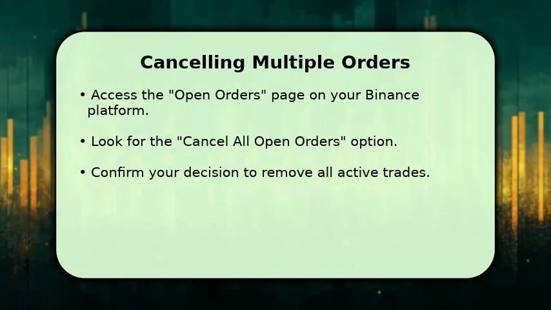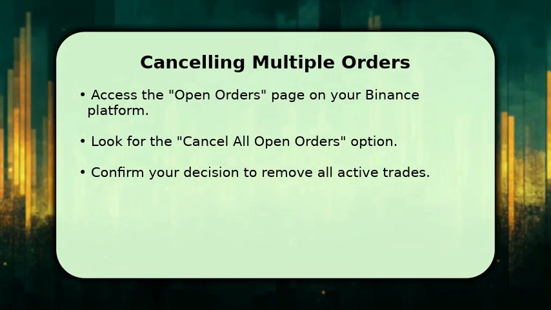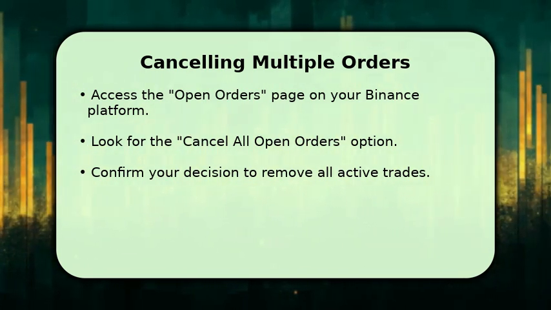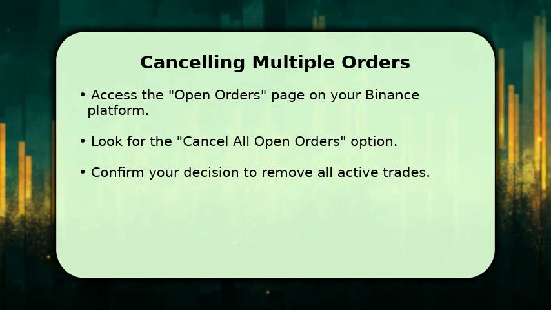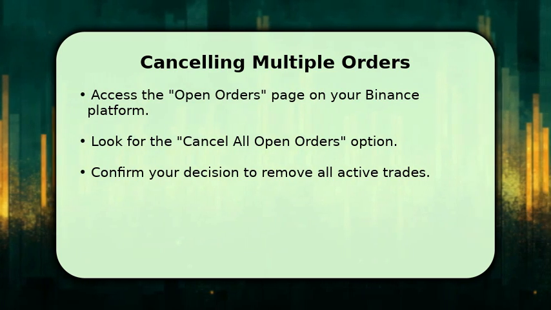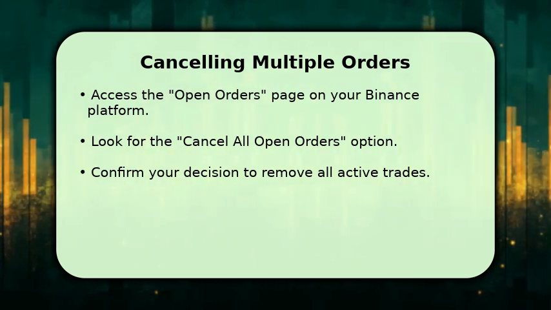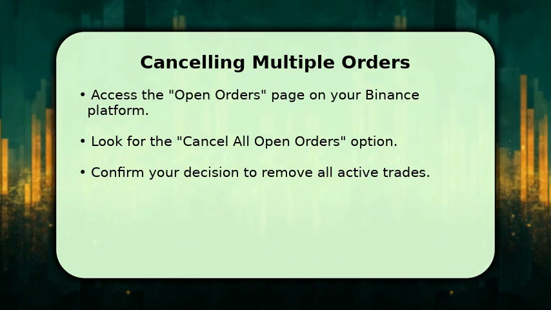For those times when you need to clear your order book quickly, Binance offers a convenient way to cancel multiple orders at once. On the Open Orders page, you will find a Cancel All Open Orders button. Clicking this will prompt you to confirm, and upon confirmation, all your active trades will be removed. This feature is incredibly useful for rapid strategy adjustments or during volatile market conditions.